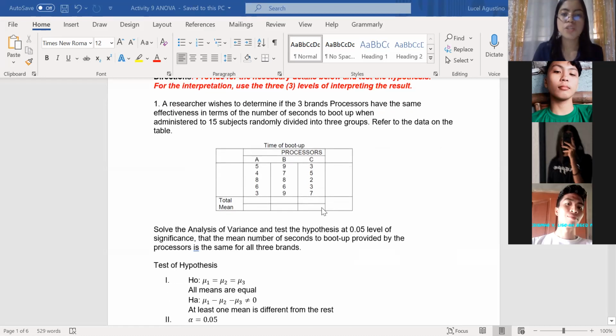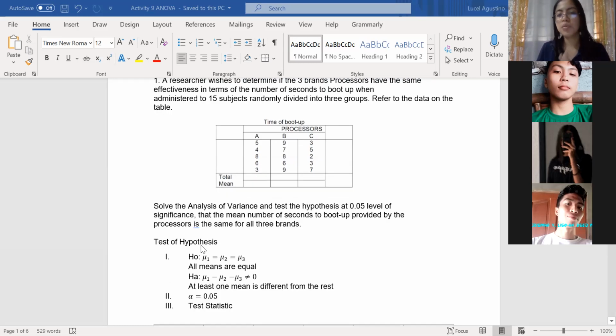A researcher wishes to determine if the 3 brands of processors have the same effectiveness in terms of the number of seconds to boot up when administered to 15 subjects randomly divided into 3 groups. Remember, ANOVA is for 3 or more groups to compare. So this is the data: group A, group B, group C, their boot up times. Then we will see if there are differences in their processors. Let's see if there is a difference.